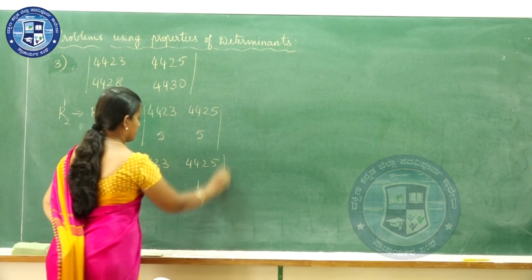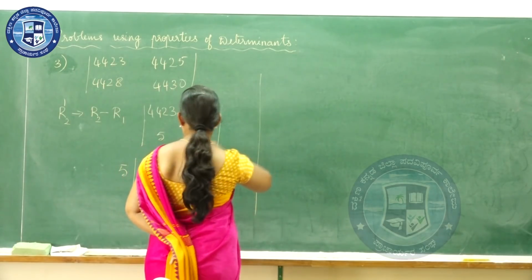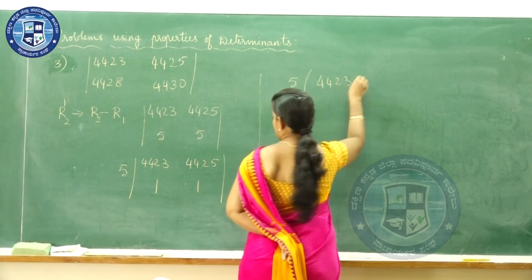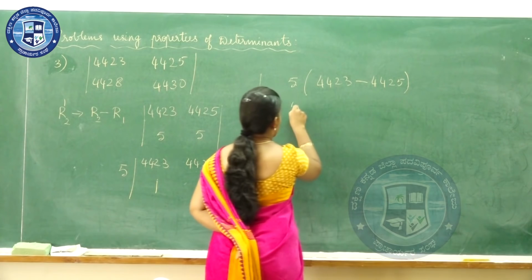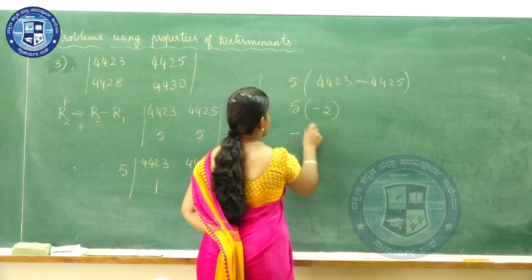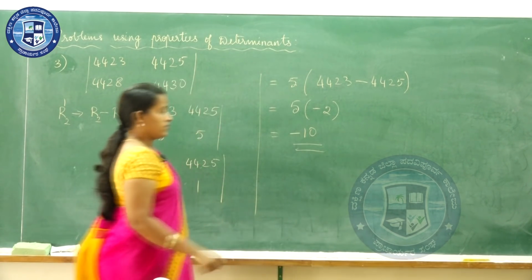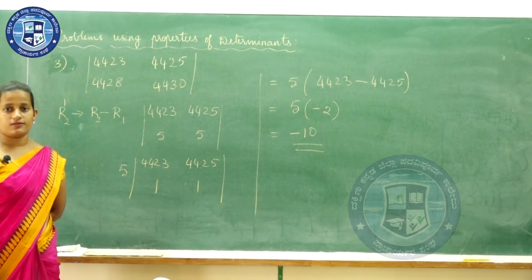1 and 1. Now simply multiply, that's evaluating the determinant. 5 into 4423 minus 4425. So 5 into, the difference is minus 2. So the answer is minus 10. So the answer of this determinant is minus 10.